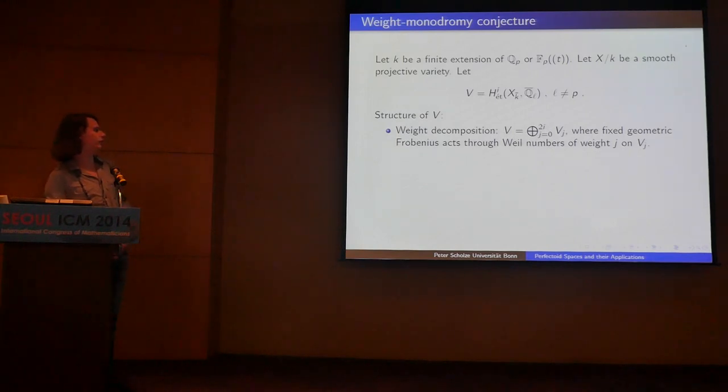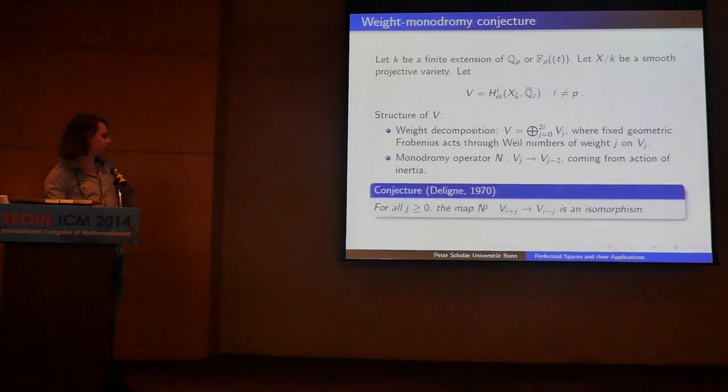So it may be a bit surprising that different weights appear, but you should think of this as an analog of a family of smooth projective varieties over a punctured disk over the complex numbers, which gives you a limiting mixed Hodge structure. And so that's the analog of this limiting mixed Hodge structure. This also comes with the monodromy operator, which goes from the weight j piece to the weight j minus 2 piece, which comes from the action of inertia.